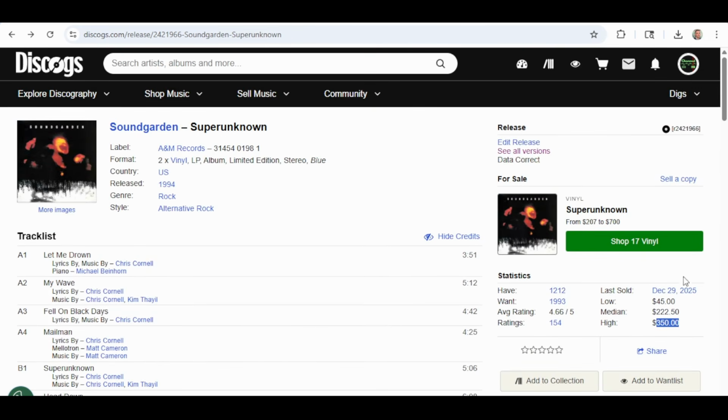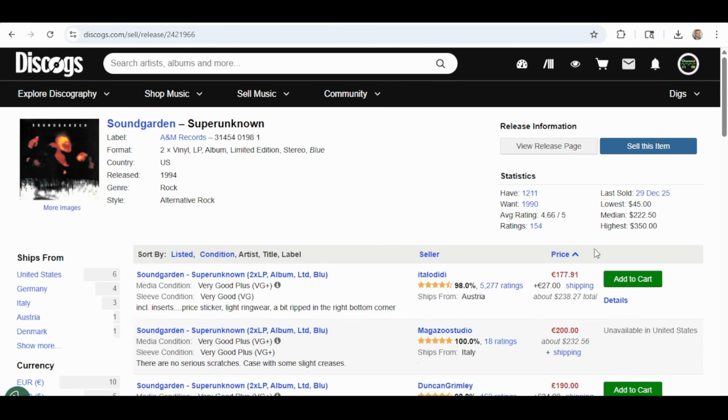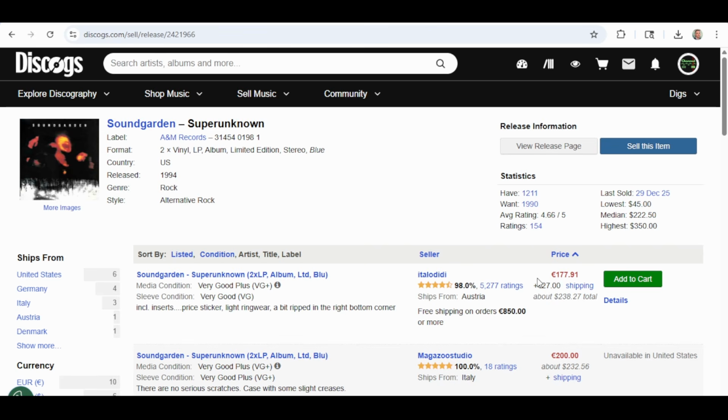So of these copies that are available, again, we're sorted lowest to highest. Immediately the lowest one is not even in the United States. It's in Austria. So the shipping, you're looking at 238. Now you're closer to that median. This includes the inserts, price sticker, light ring wear, a bit ripped on the right bottom corner. So if you're big on your condition, you're getting a VG sleeve on this. But you can stay probably close to the median. That's going to have to ship from overseas, so there may be complications with the international part of that, but it's your money, it's your decision.